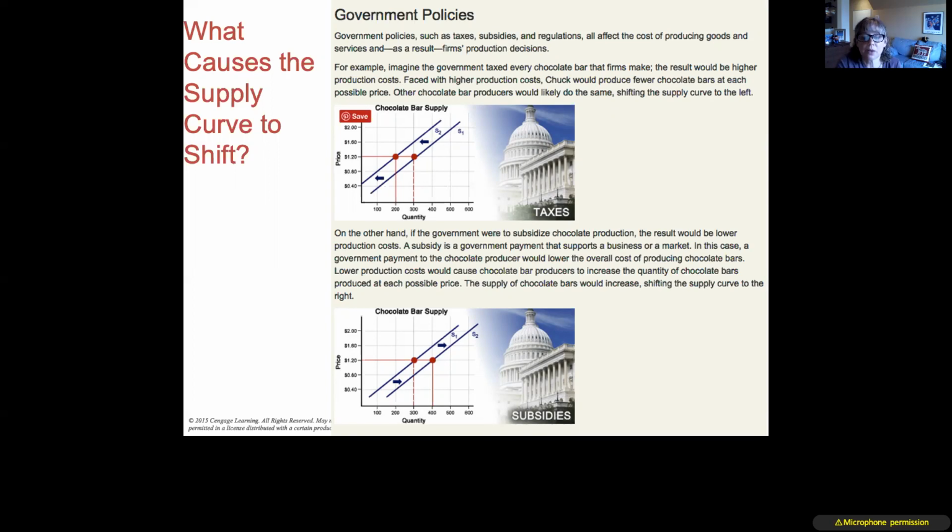Now, on the other hand, if the government was to subsidize chocolate production, that would result in lower production prices because the government would say, for every chocolate bar you produce, I'm going to give you $10. No, that doesn't make sense because it's only $1.20. They're going to give you 10 cents. So they give you 10 cents. That makes producing that $1.20 chocolate bar 10 cents cheaper. Now all of a sudden you can produce more of them. So government uses taxes and subsidies sometimes to affect the supply chain of our products.